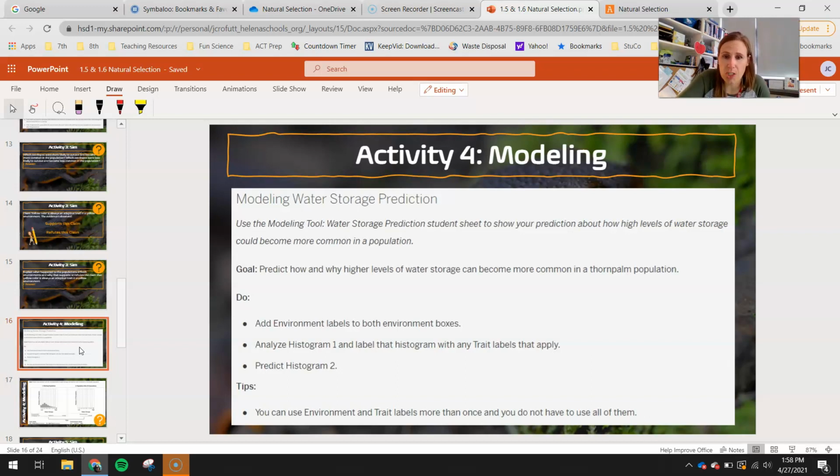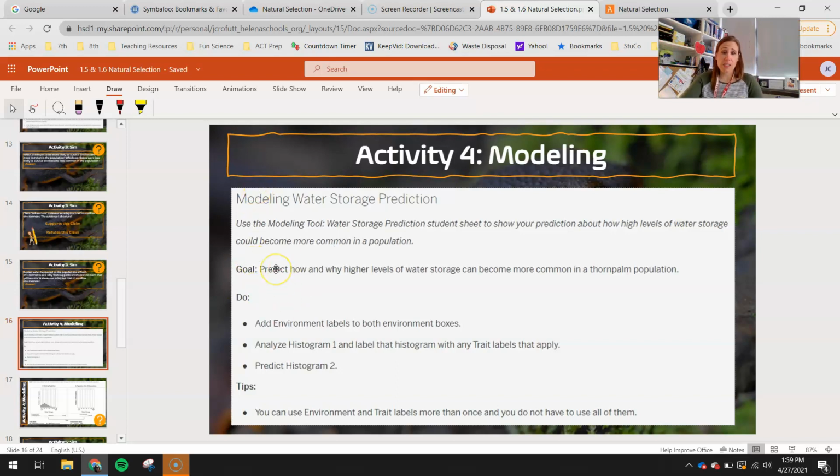So water storage predictions: you're going to predict how high levels of water storage could become more common in a population. Obviously, if an organism has high levels of water storage, it's very efficient at storing water. So how can we make that trait more common in a population? What would we have to do to that environment?